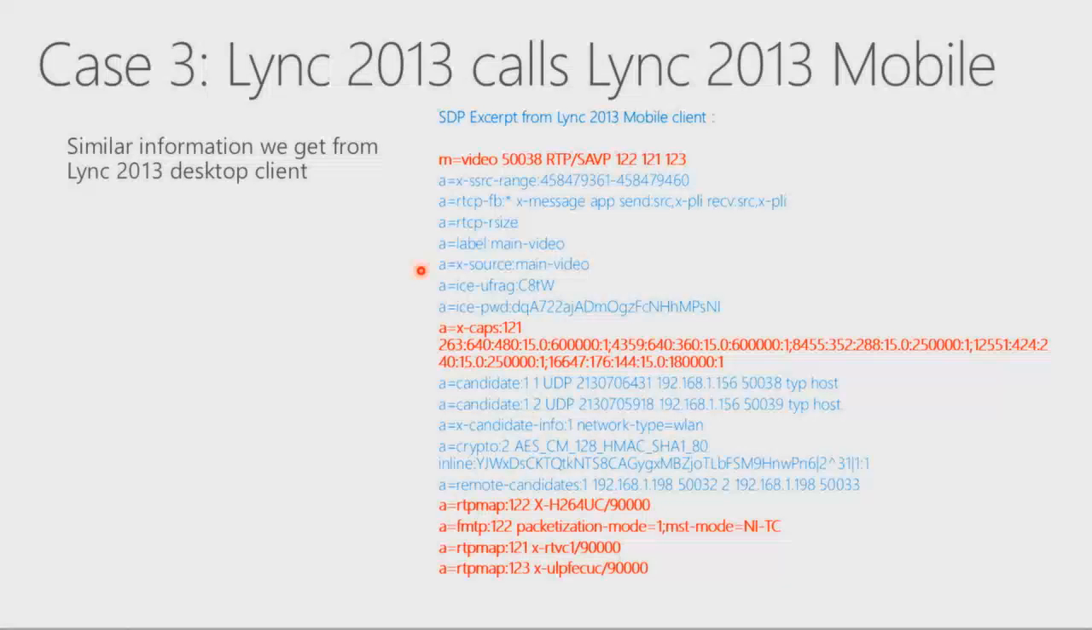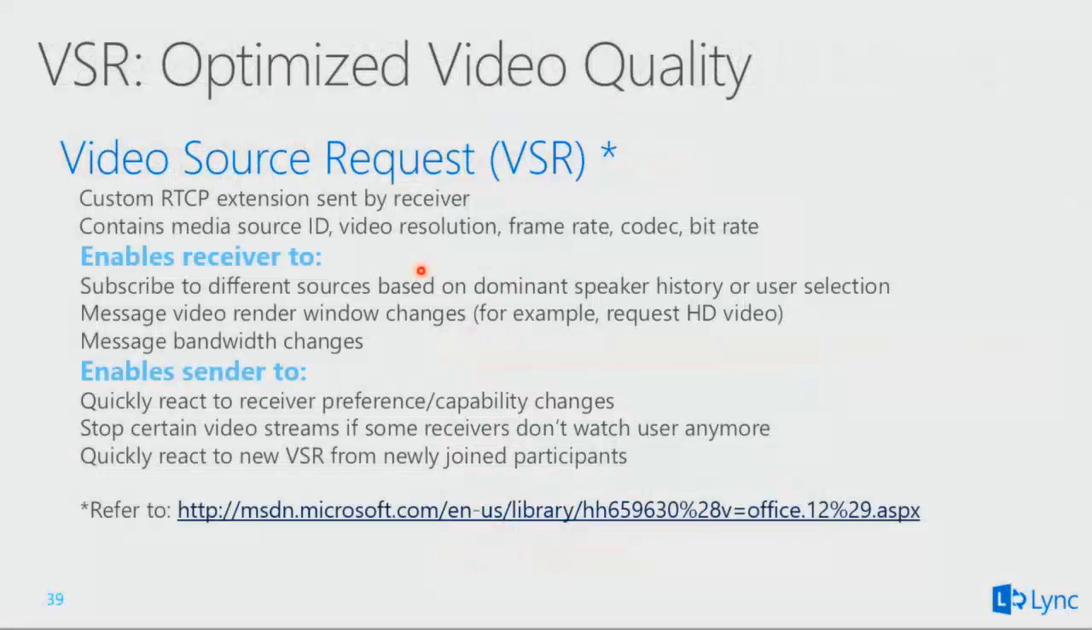But what's next I want to show is that Mariusz mentioned something called video source request, right? It is an RTCP extension that we implement to allow us to do fast switching of video stream, whether you're asking for different resolution, different frame rate, or something like that. So it enables the receiver to ask, okay, what do I want? I want the media source from this active speaker. I want to change my resolution if I expand my video to full screen, or if the bandwidth changes.